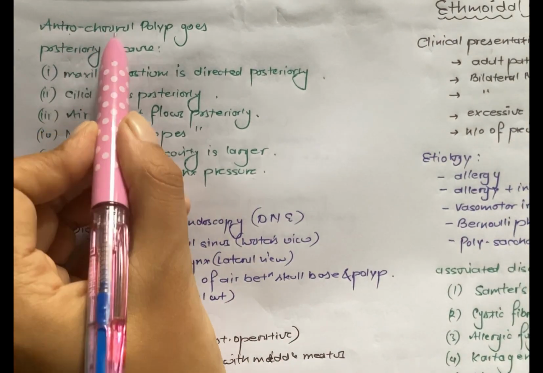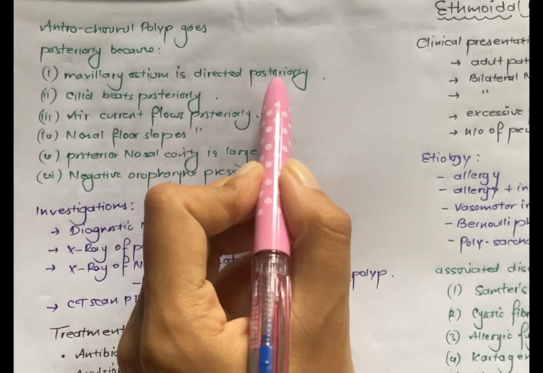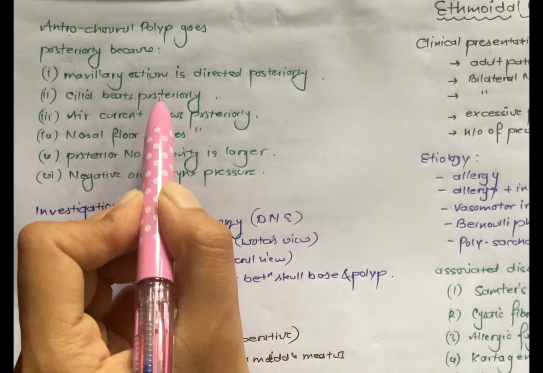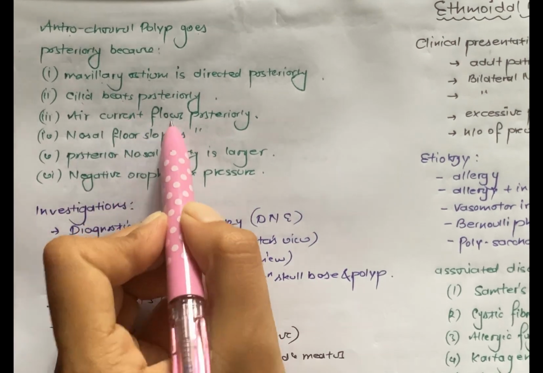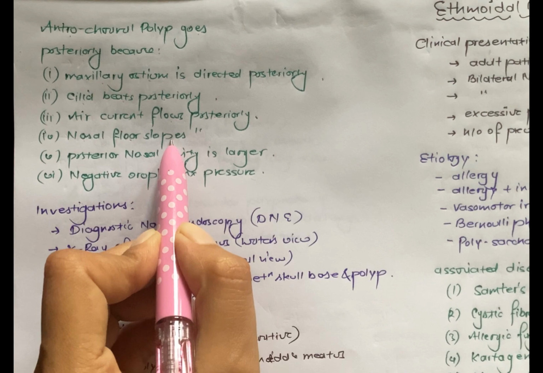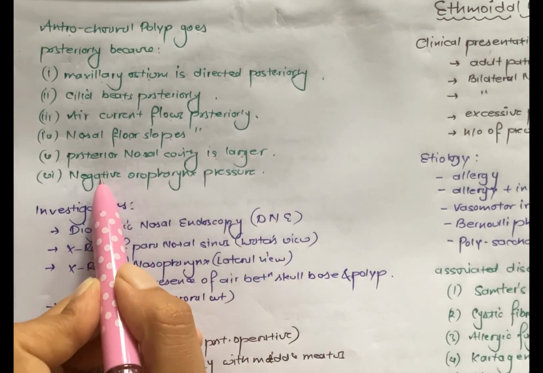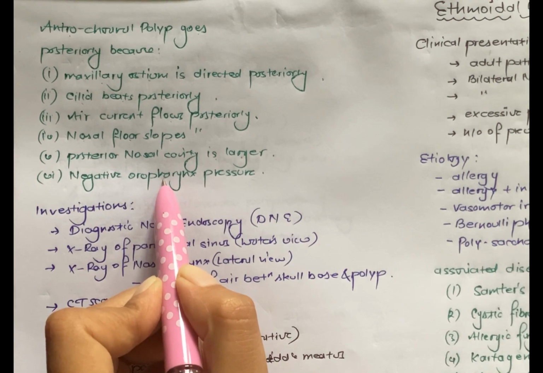Antrochoanal polyp goes posteriorly because the maxillary ostium is directed posteriorly, the cilia beat posteriorly, the air current also flows posteriorly, the nasal floors also slope towards the posterior side, the posterior nasal cavity is also larger, and there is negative pressure in the oropharynx.